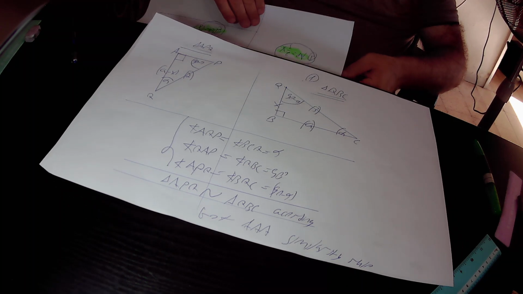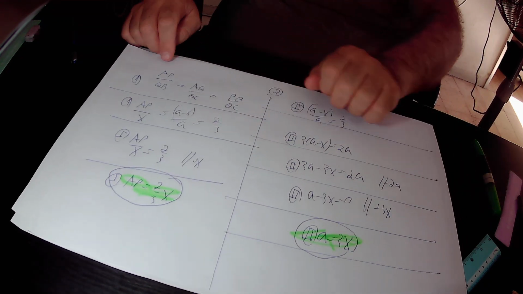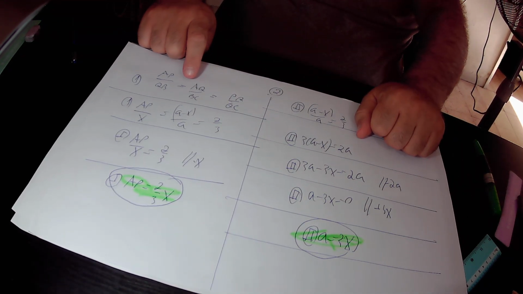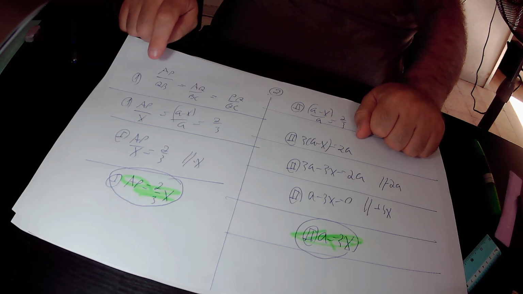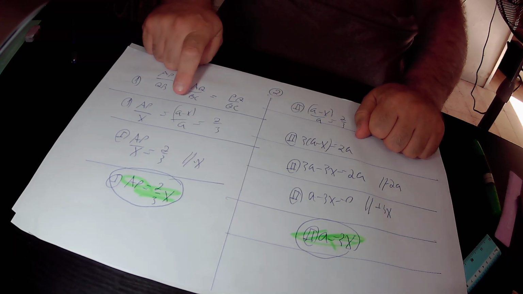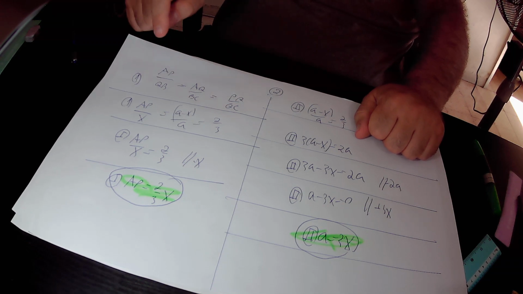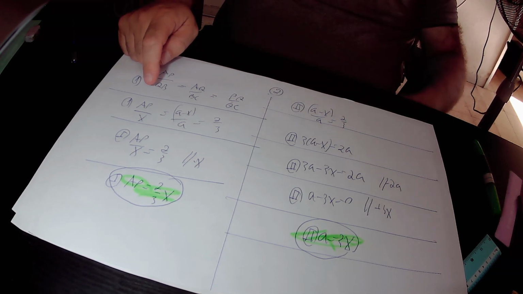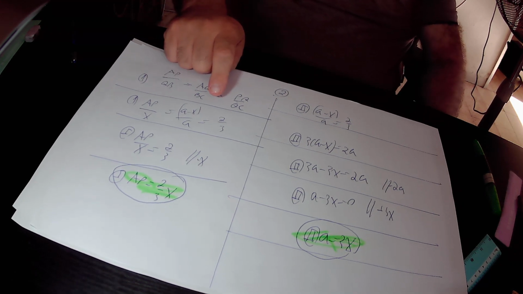We derive that AP over QB equals AQ over BC equals PQ over QC. AP is the missing side, so we leave it as it is. QB is X, AQ is A minus X, BC is A, PQ is 2, and QC is 3. So according to equation 1, AP over X equals A minus X over A, and it is also equal to 2/3.